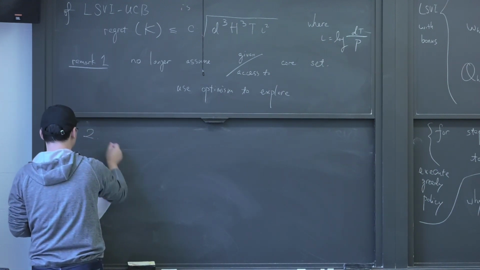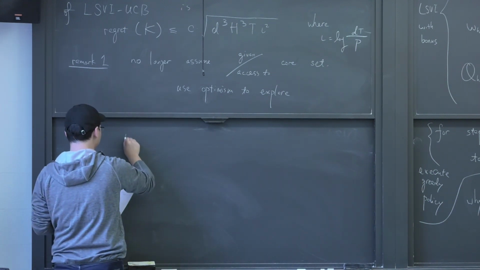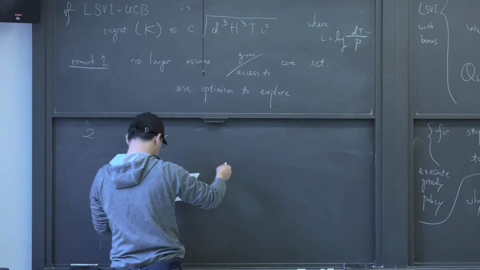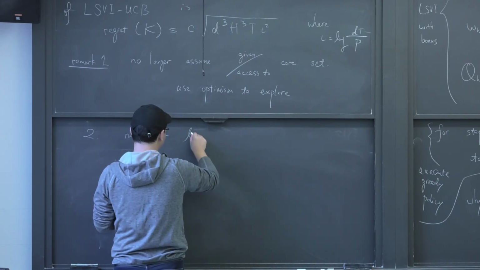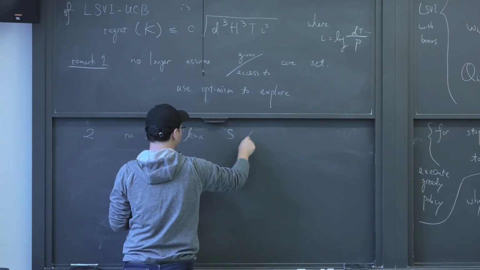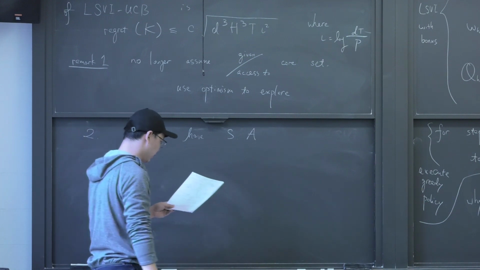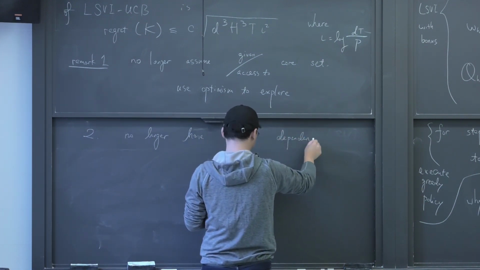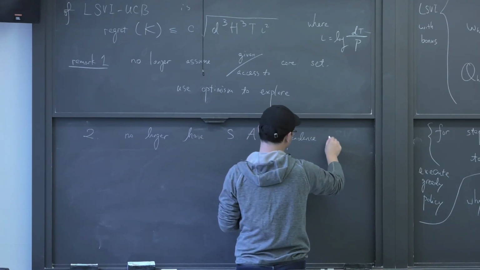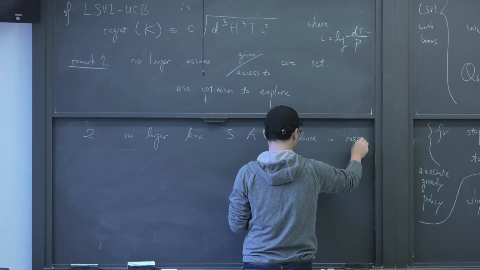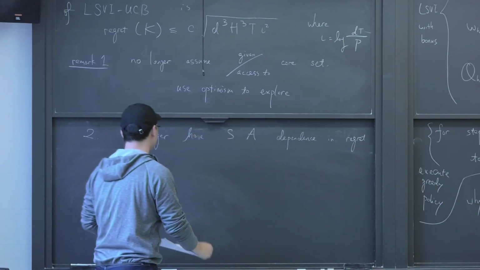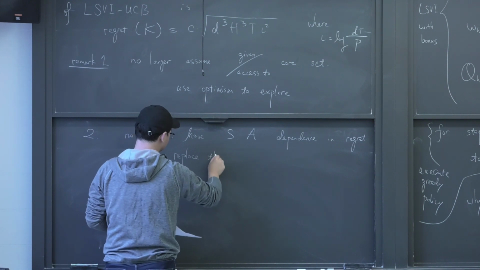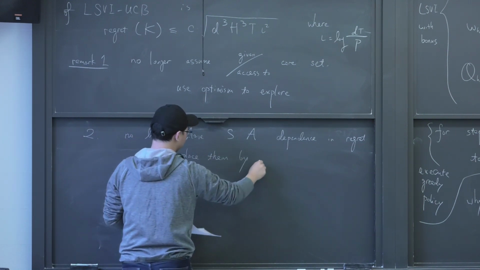The second important thing we already emphasized in the core set thing: we no longer have SA dependence. This is always important in function approximation. We have replaced them by D, by dimensionality in the linear setting.